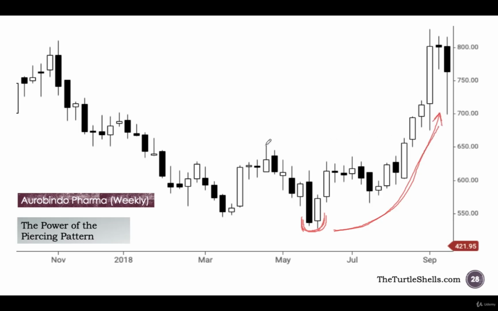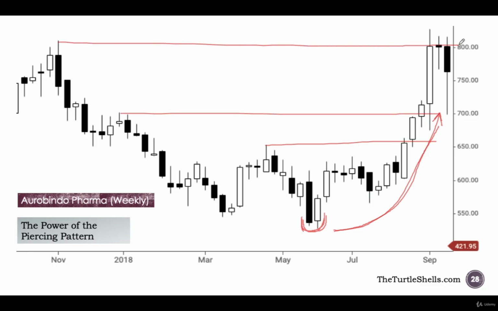So they have broken this resistance. They have broken this resistance. They have even reached this point. Whatever the resistance that was broken, it was a very powerful piercing pattern, although not a perfect piercing pattern. That was the entry point. That was the stop loss, and we have the resistance areas. All of the resistance areas were hit. So that's the power of a piercing pattern. Okay?